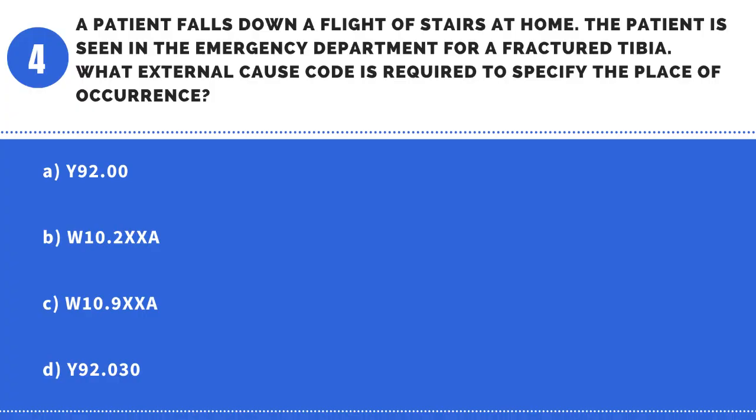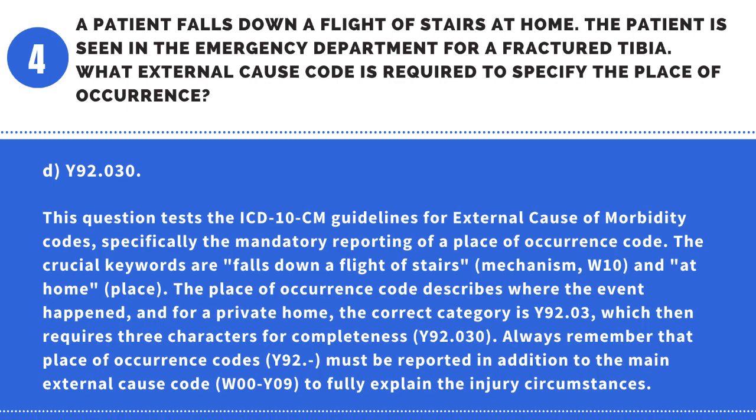Question 4. A patient falls down a flight of stairs at home. The patient is seen in the emergency department for a fractured tibia. What external cause code is required to specify the place of occurrence? A. Y92.00. B. W10.2XXA. C. W10.9XXA. D. Y92.030. Answer D. Y92.030.